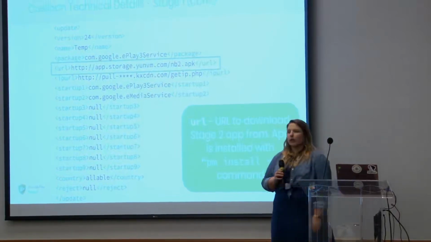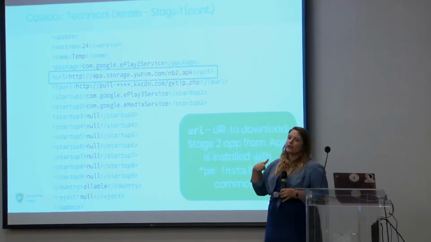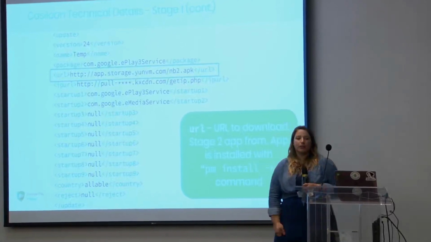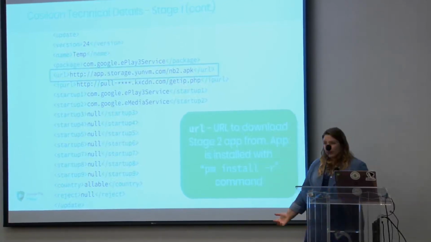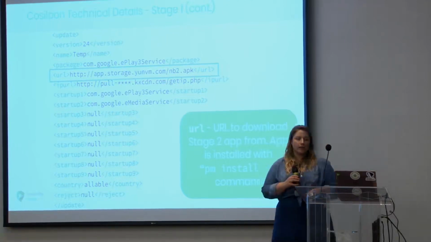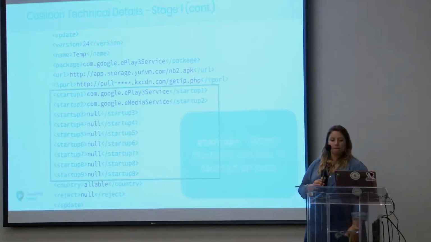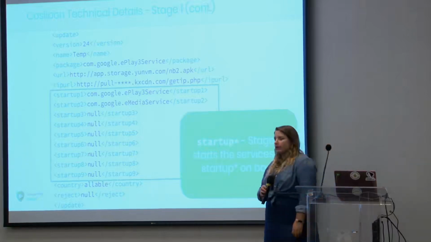This is now the URL where they download the stage 2 application from. So they download it. Since they're running as system, they were able to call the pm install -r command to do the install of the stage 2 APK. Package is usually the name of that stage 2 APK as well.